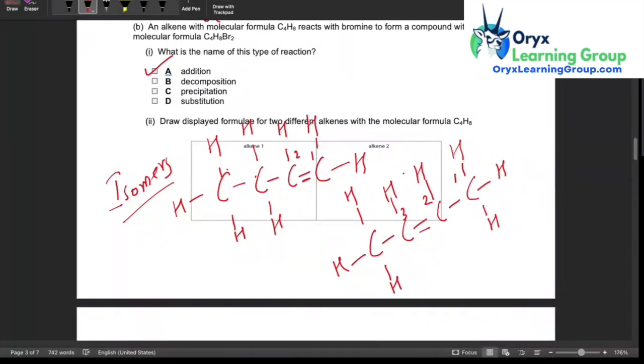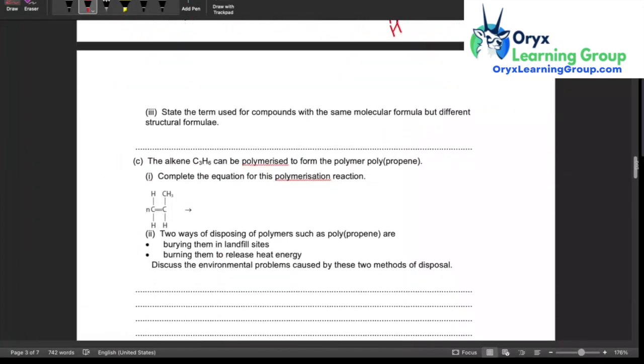So have you got these two isomers? What are these structures? These are called isomers because they have the same molecular formula but different structural formula. Okay, let's go to the next one. So this we have answered.